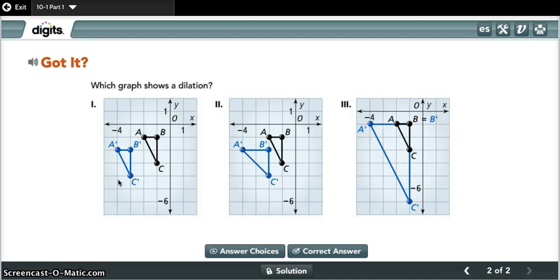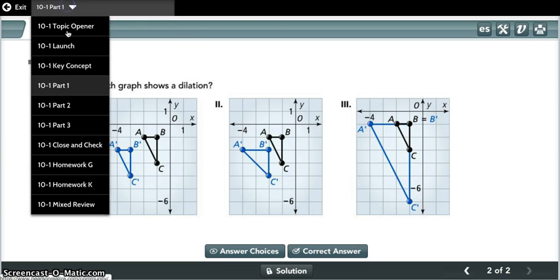Hopefully you were able to quickly say, oh, that's going to be option 3. And this is an example of when the triangle was dilated based off of a point inside of the triangle. So they just used this point B as the same point, and then they grew the triangle this way. All right, this is actually called an inscribed triangle, and you'll learn that later on in high school.